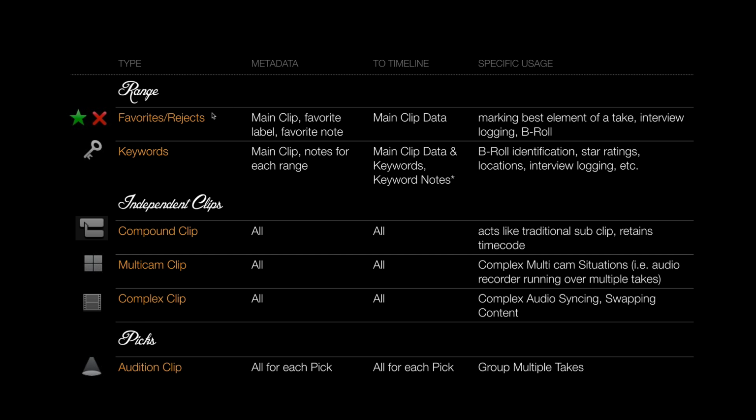And then if you look at these other columns, I want to talk in detail about these. First of all, what metadata can you have for each kind of these subclip things? And also, what is brought to the timeline? And then what are some specific usages that I've found when I use these types of subclips? And hopefully as we dive through these things, it's going to be really helpful for you, and you're going to find something that's useful from it.